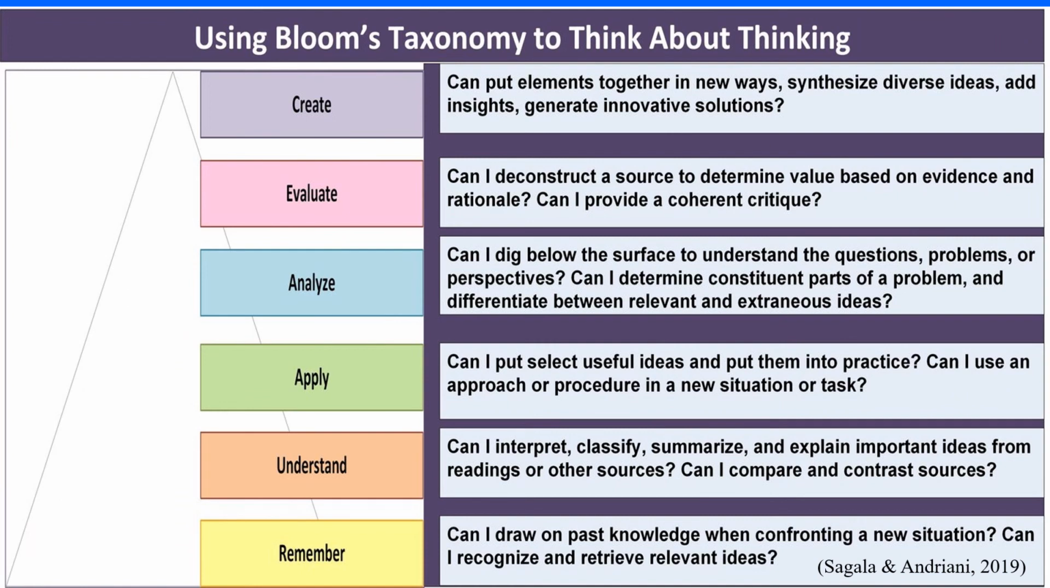Bloom's taxonomy says it well. Bloom's taxonomy says we need to think about our thinking, and it begins with remembering, the simplest form of thinking, memorization. It moves us to understand, to apply, to analyze, to evaluate, and finally, the creative thinking process to put elements together in new ways, synthesizing diverse ideas, insights, and generating innovative solutions. Bloom's taxonomy is used to help promote, encourage, and foster creative thinking processes.